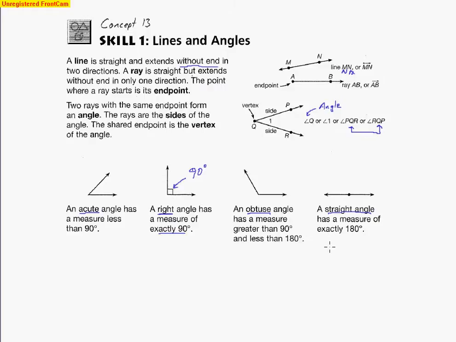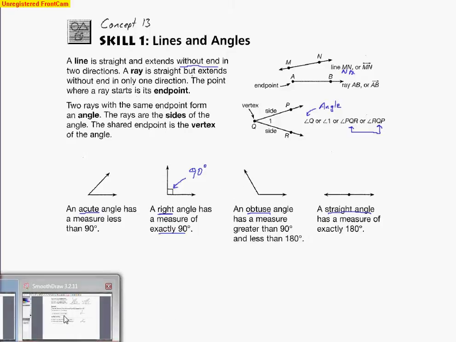So we're going to have to be able to explain, if we were given this angle, know that this is acute, obtuse, right with the symbol, or a straight line means a straight angle. Let's take a look at some problems that we might end up seeing.